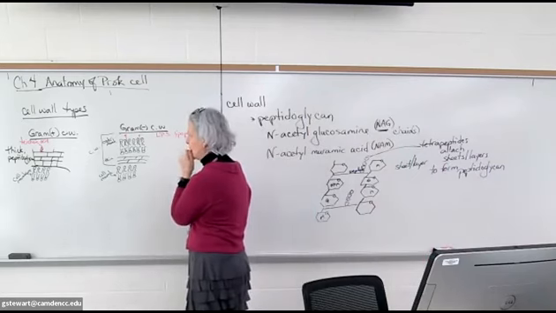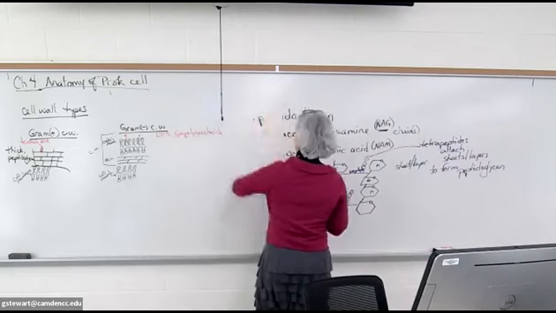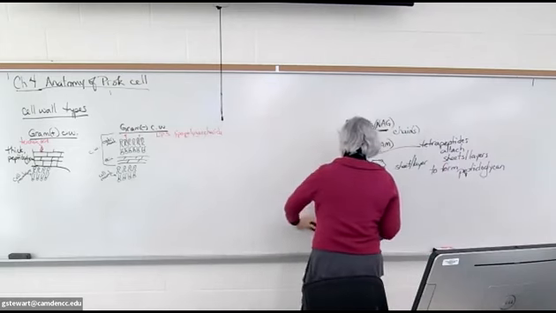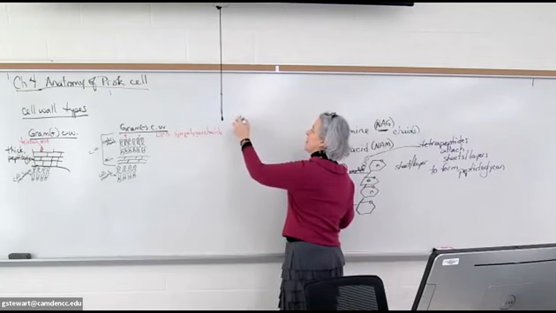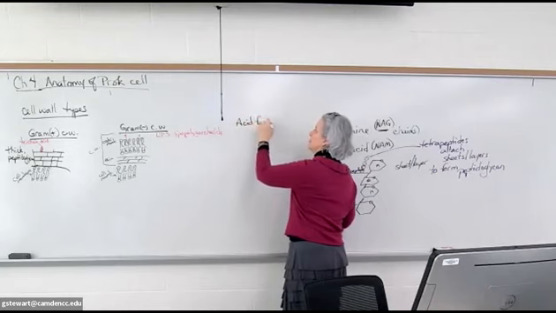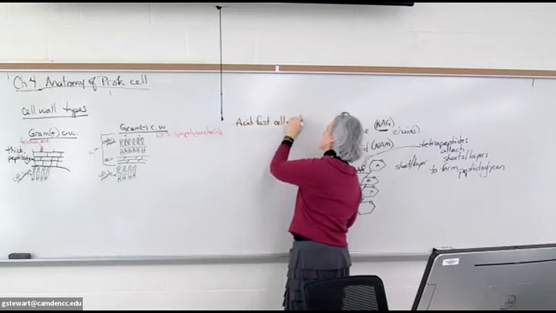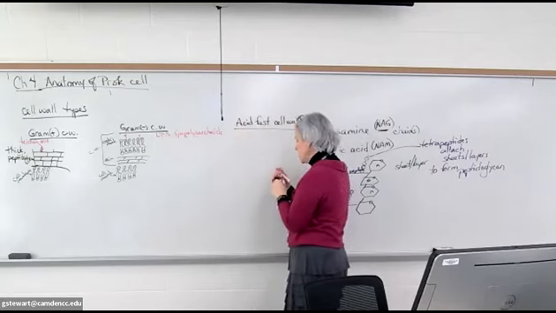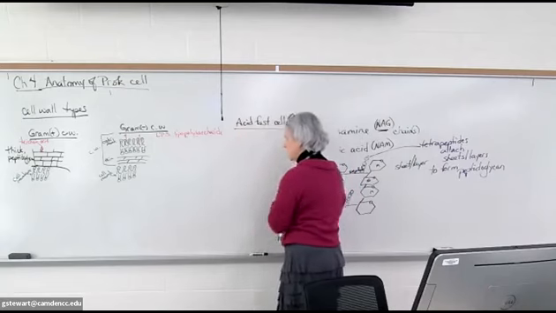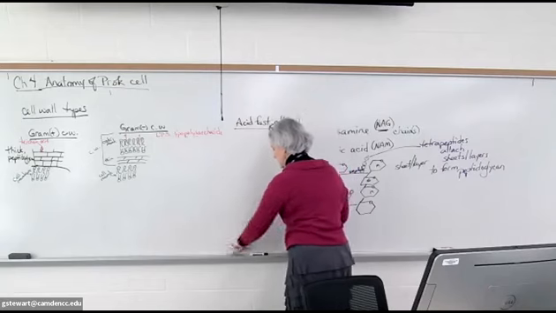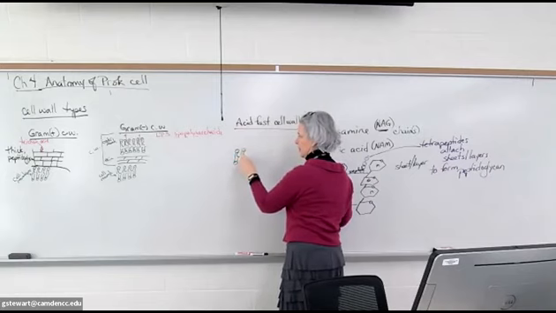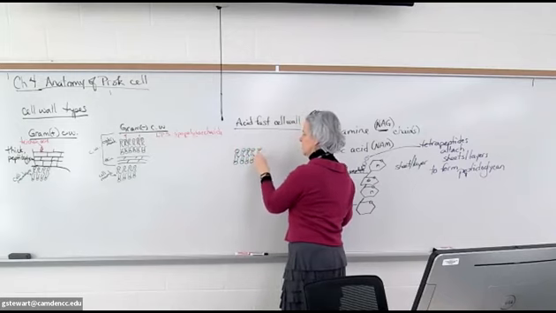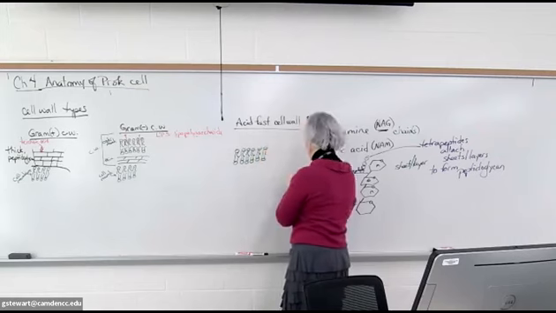Okay, so then the other major type of cell wall would be the acid-fast cell wall. Which looks different, still outside of the cell membrane. And most cells that are acid fast, they often have a little bit of peptidoglycan.